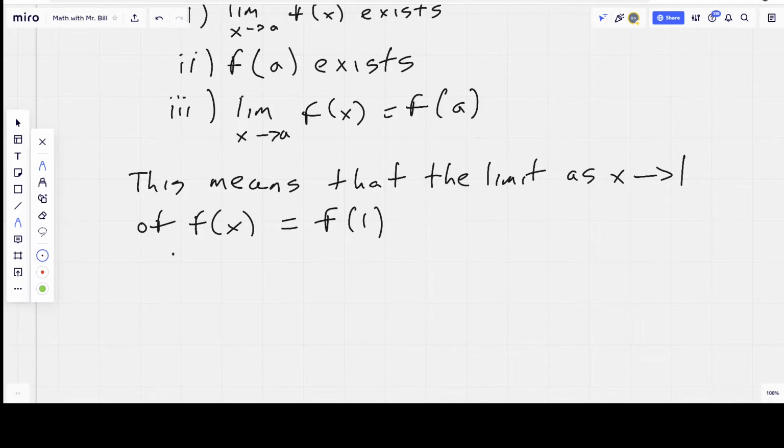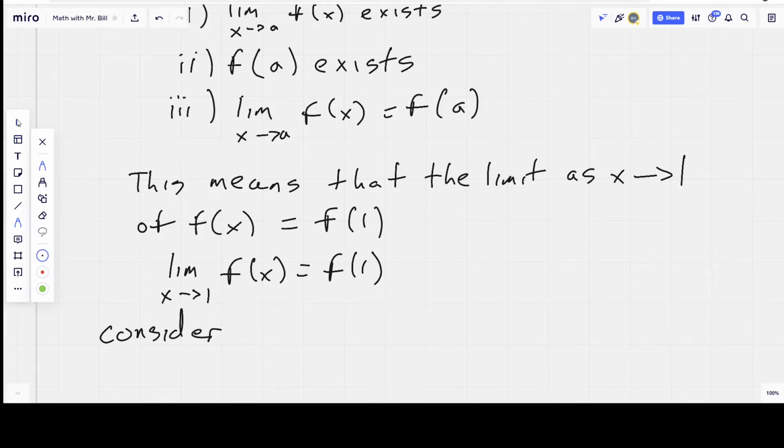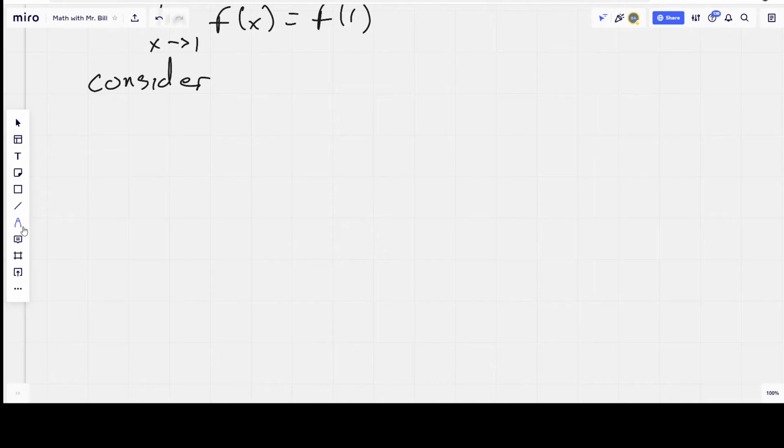So when we write that out, we're going to write it out in notation here. We want to find the limit as x approaches 1 of f of x equals f of 1. And in order to do that, we have to look at the 2 one-sided limits. So we're going to consider, and consider just means we're going to take a look at them, the 2 limits.